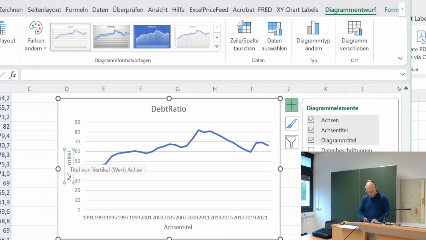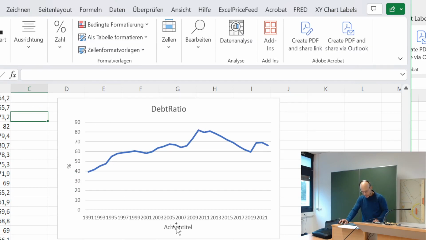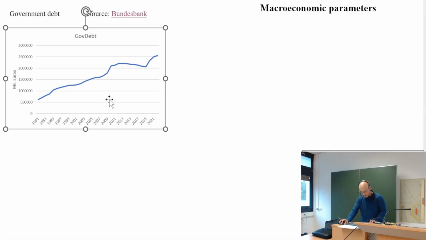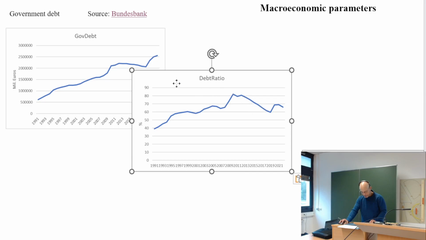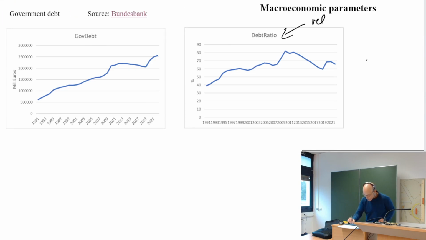And here then also always keep in mind, if this is a debt ratio and you have here absolute numbers of 65 or something like this, then on the vertical axis you need to write percent, or you divide these numbers by 100. Okay. Relative to GDP.